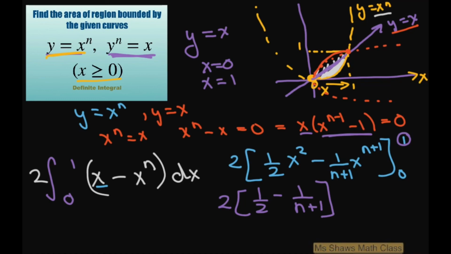All right. Once you get that, you can leave your answer that way, or we can distribute that 2 and get 1 minus 2 divided by n plus 1.